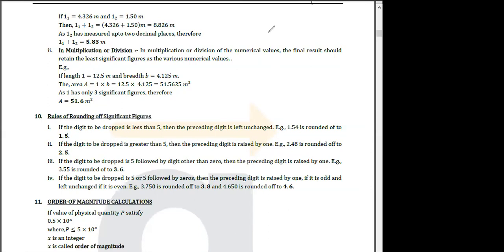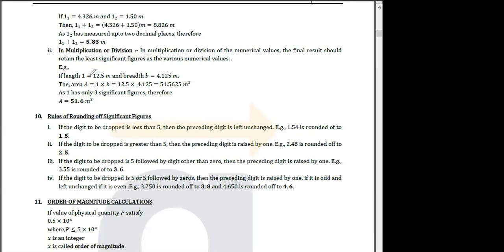Clear? This is clear? Yes or no? Raise your hand. This is clear, right? Rounding off. Think about it. Chalo.